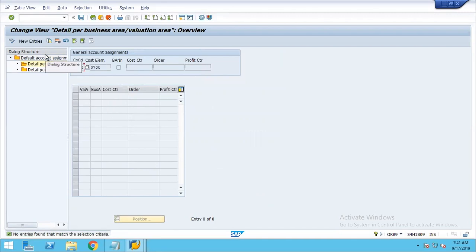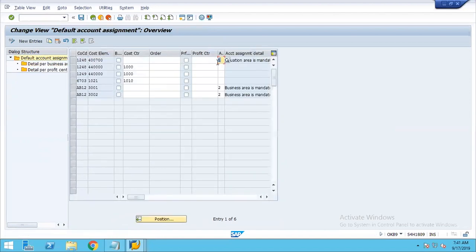But whereas in the GL master, if you enter a cost center there, irrespective of the plant, irrespective of the profit center, it will go and hit the same cost center. That is not the right approach. So it is better not to just assign any cost center in KA02.